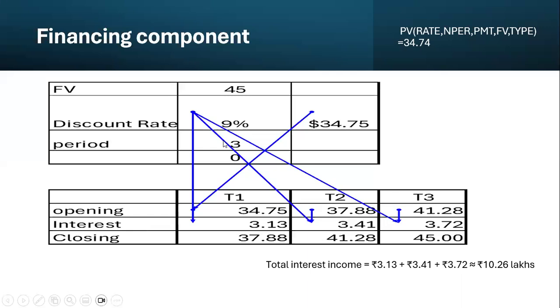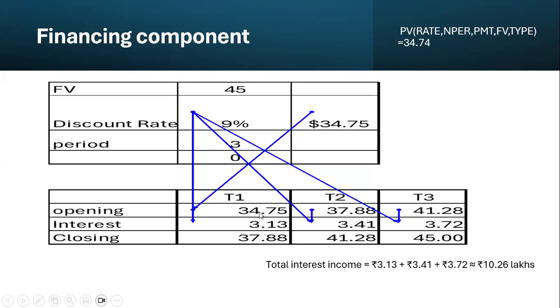And 45 minus 34 is interest. But how is this interest charged over a period of 3 years? Every year, the interest is calculated on the opening balance. The opening balance in the first year is 34.75.